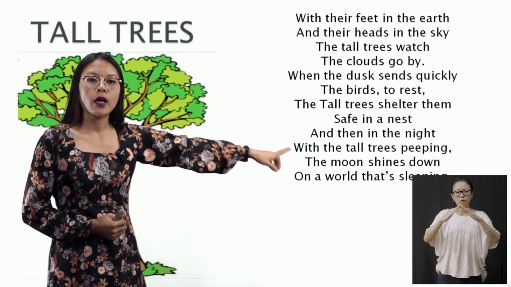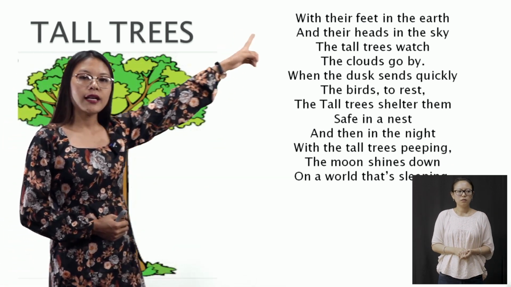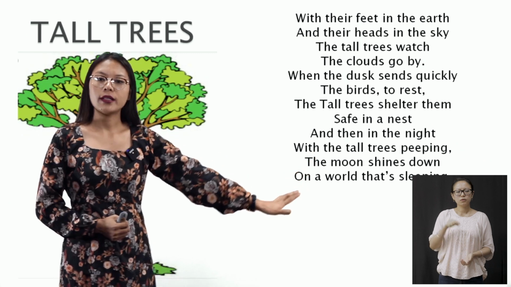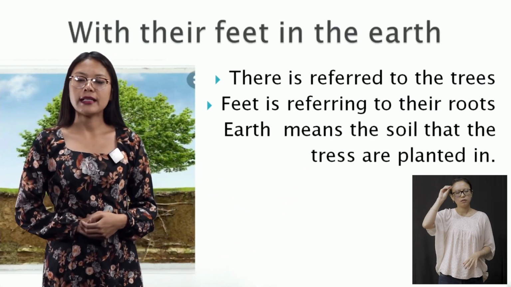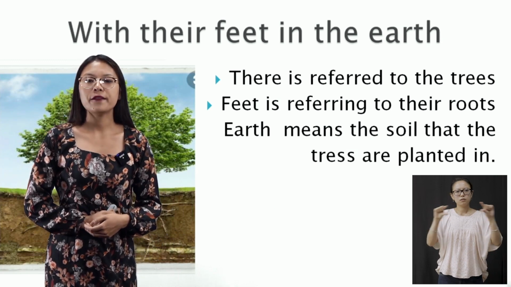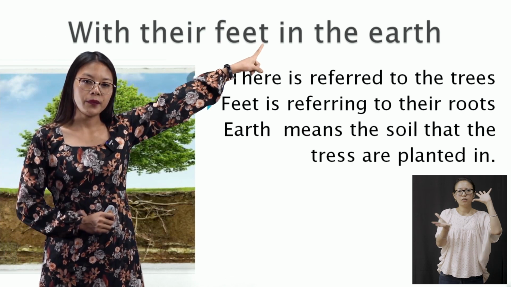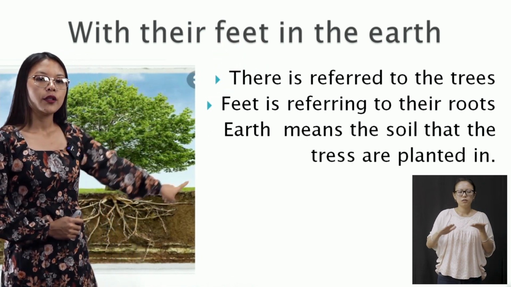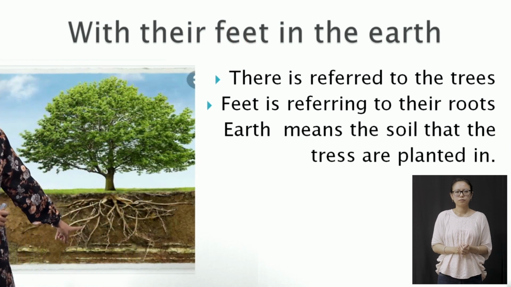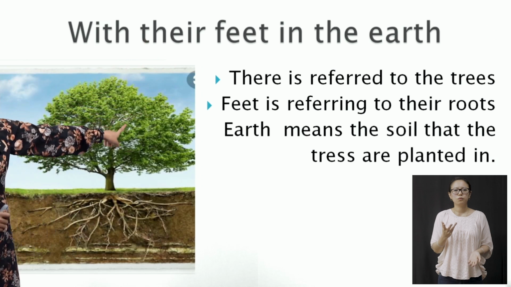This is all about this tree. And so we will go line by line and learn what this poem is all about. Now, the first line of the poem: with their feet in the earth. That means feet here refers to the roots of the trees.